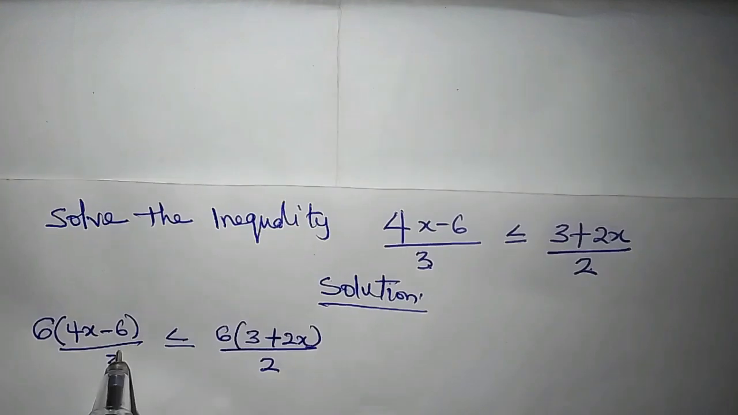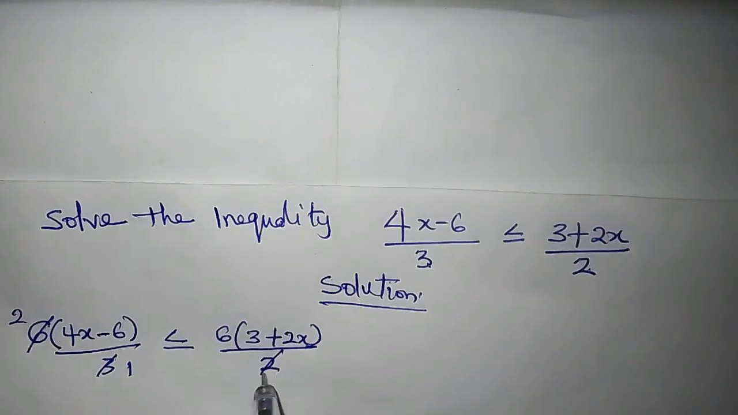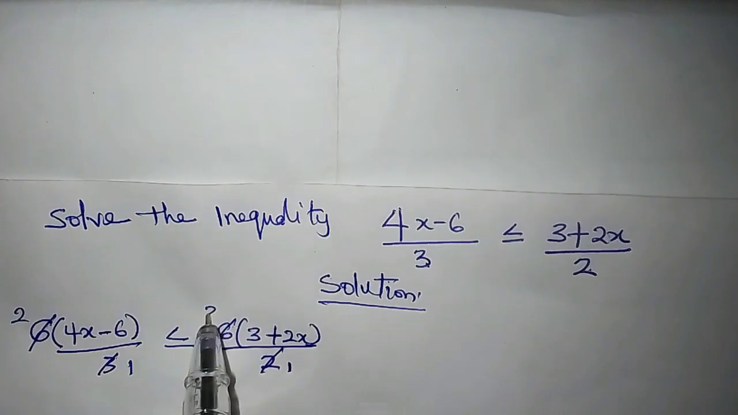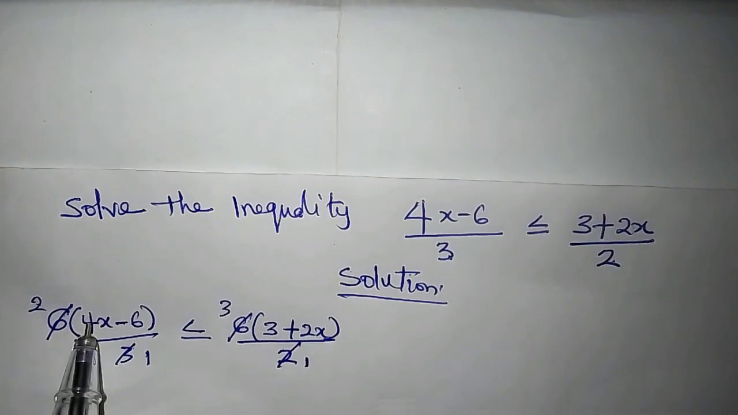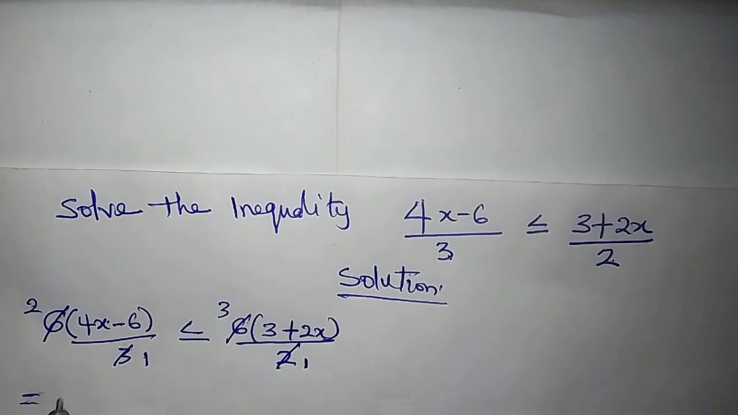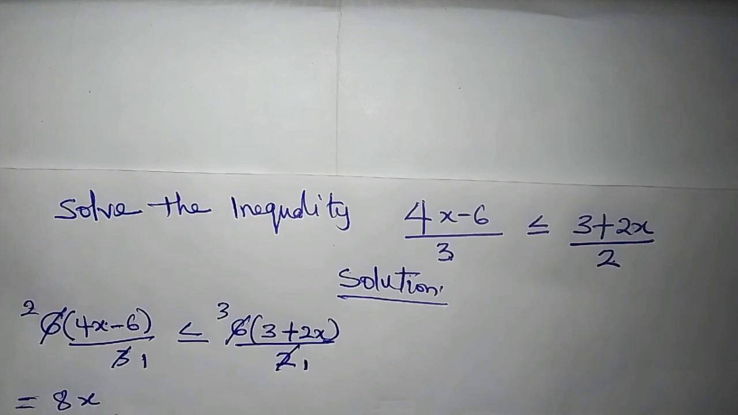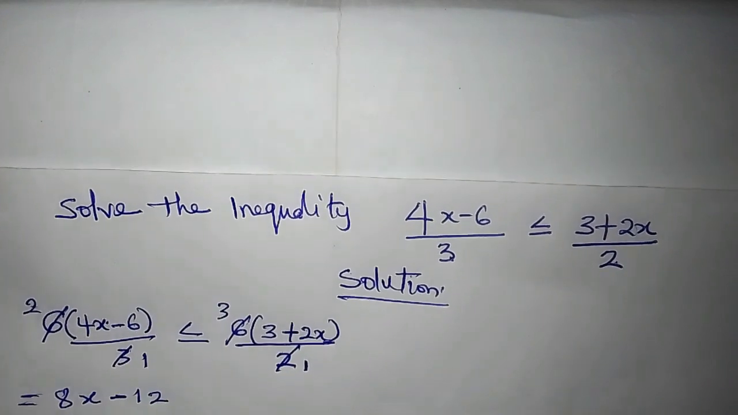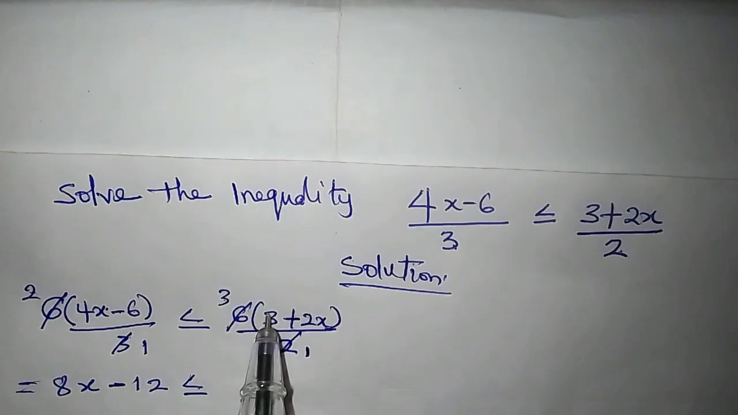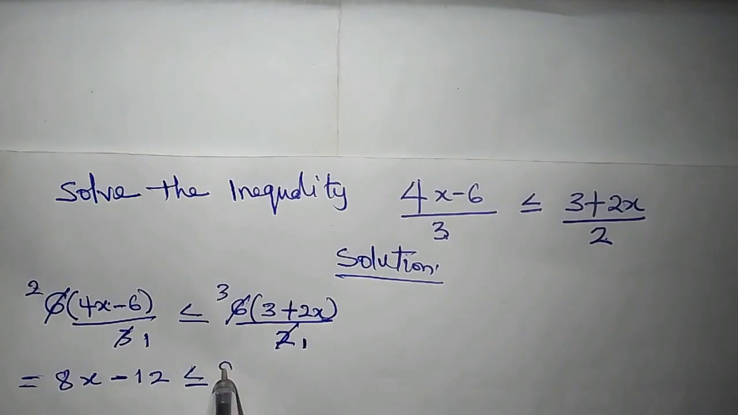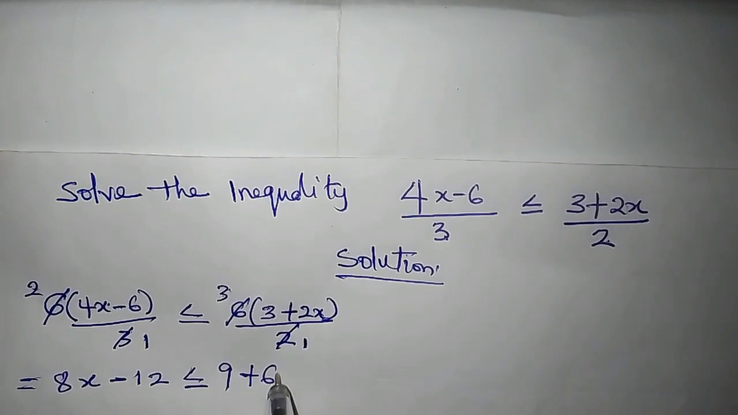3 here is 1, 3 here is 2. 2 here is 1, 2 here is 3. So we now have this. 2 times 4x is 8x. 2 times minus 6 is minus 12, less than or equal to 3 times 3 is 9. 3 times 2x is 6x.